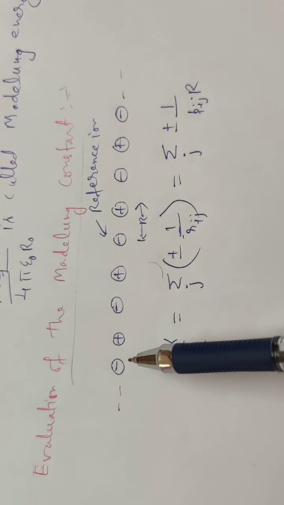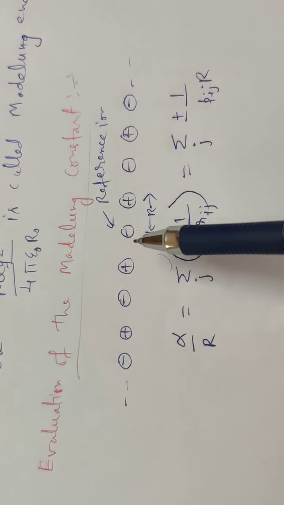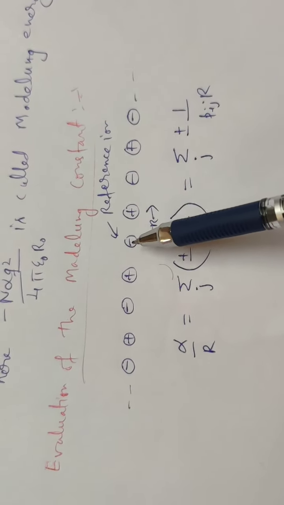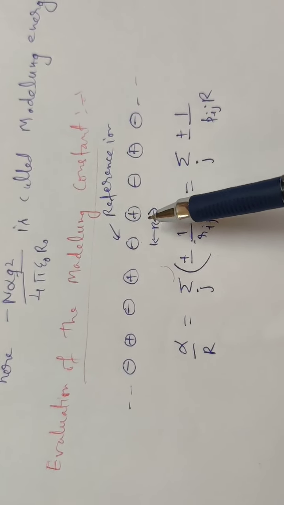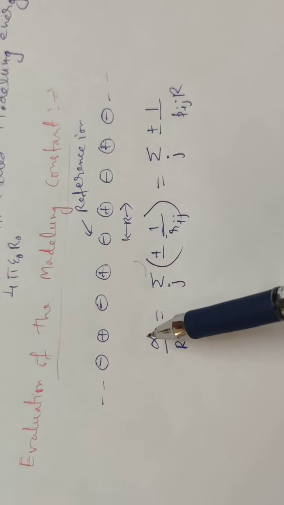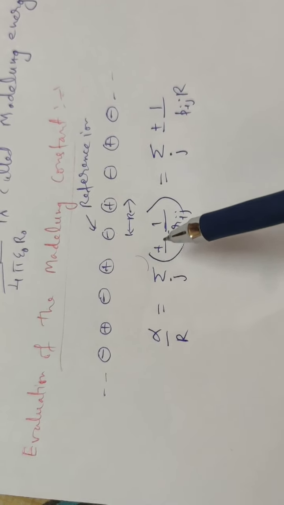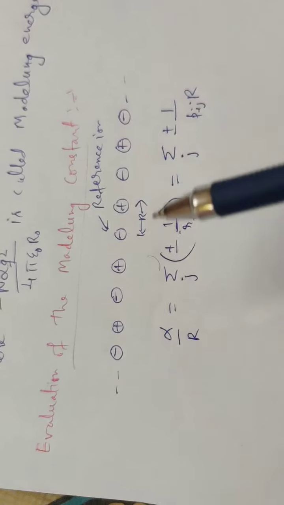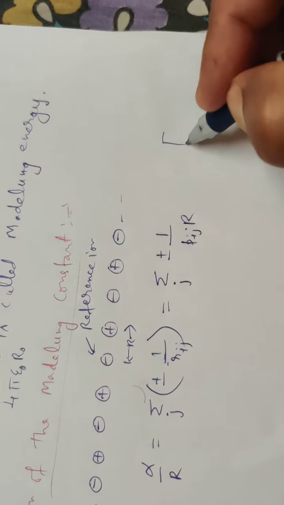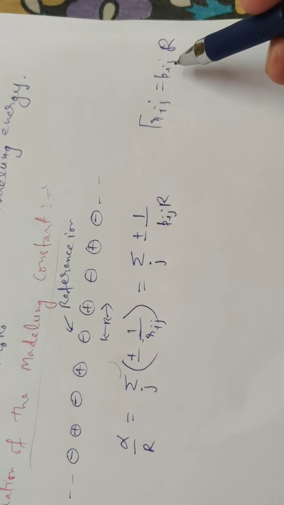To calculate the Madelung constant, let us consider a one-dimensional infinite line of alternate positive and negative charges. Let us consider this negative ion as the reference, and r be the distance between the nearest neighboring ions. From the above process, we know this is the formula for alpha, the Madelung constant: the summation over j from 1 to n of plus or minus 1 upon rij. Rij is the distance between the ith and jth ion, and rij is equal to pij times r, where r is the nearest neighbor distance and pij is a dimensionless quantity.